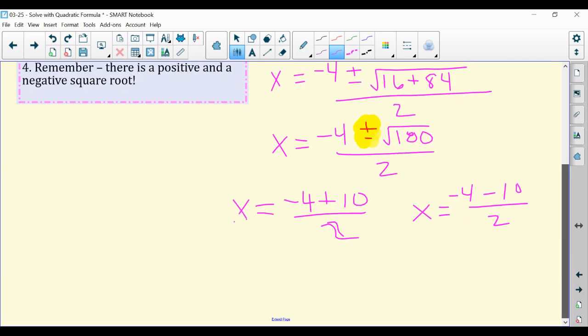Okay, so now I'm going to simplify, and the one on the left, I have negative 4 plus 10. Well, I'm going to simplify that down to 6. So x equals 6 over 2. And I know that 6 over 2 is just 3.